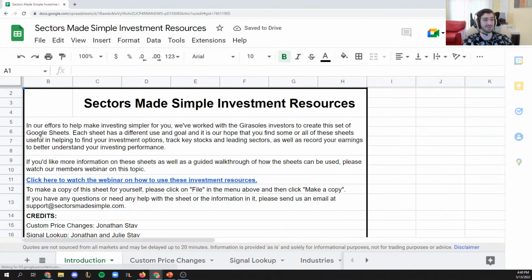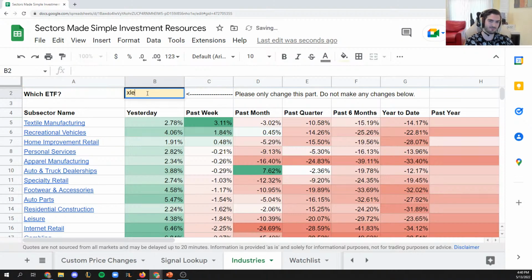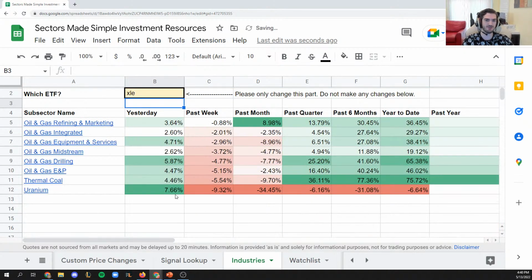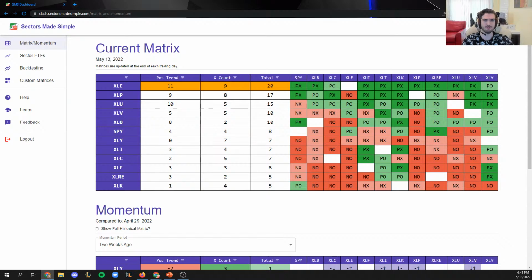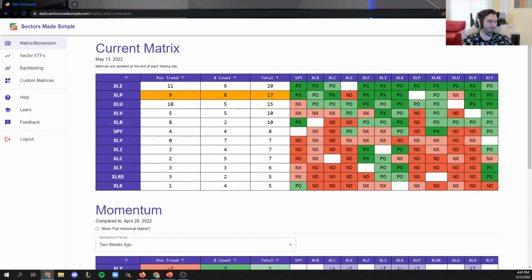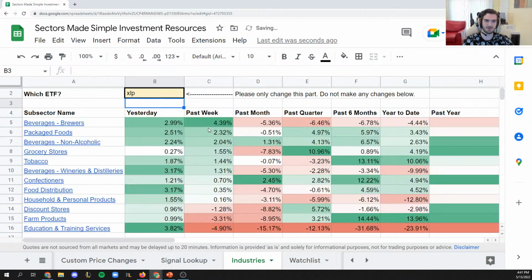To quickly show an example of this, we can take things a step further, where we can go here to energy under the industries and see, okay, refining and marketing is doing the best right now. But honestly, everything's down in the past week. I don't want that. Let's go with something else. Let's look at staples. So now we put in staples.